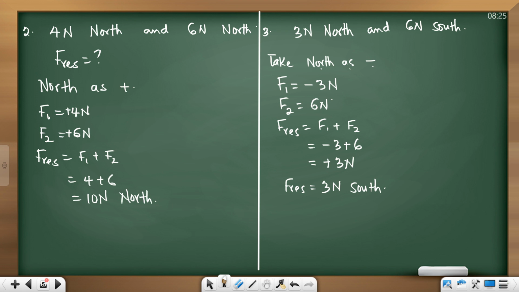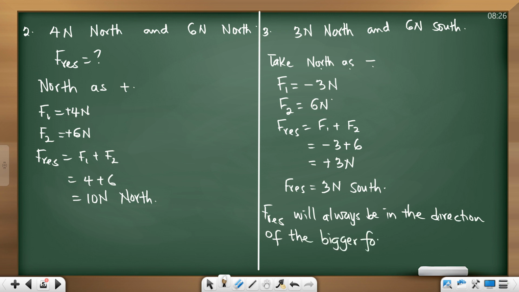Okay, all right. So this is what I'm going to tell you. F resultant will always be in the direction of the bigger force. F resultant, please, that's very important, will always be in the direction of the bigger force.